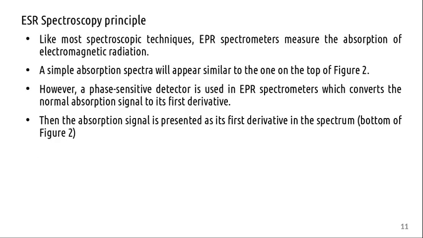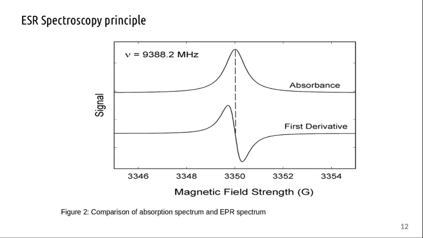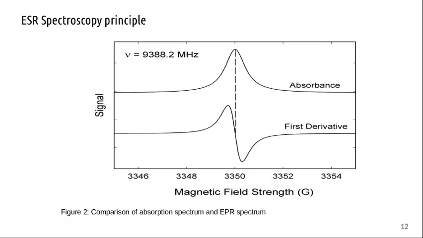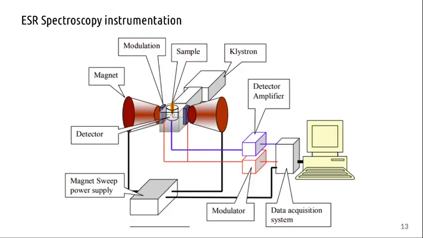Now the output from the EPR spectrometer will be an absorbance spectrum, similar to what we have in most spectrometers, but the equipment is designed in such a way that you will take the derivative. The derivative will give you the sharp change. So this is what the spectrometers give you: the derivative of the absorbance spectrum.